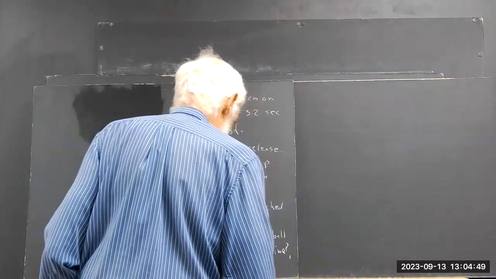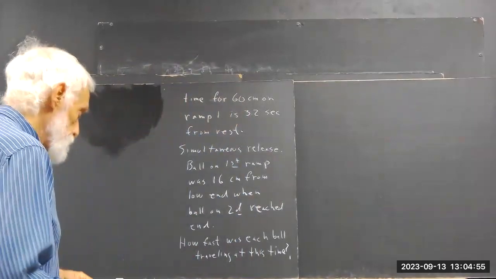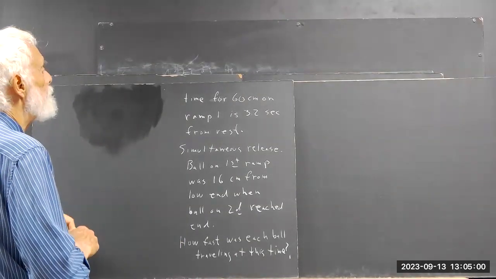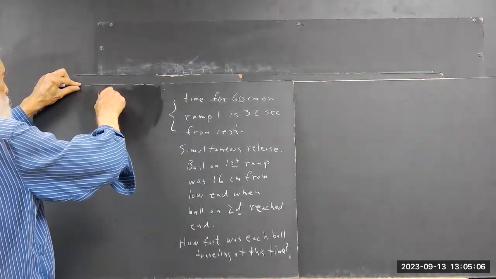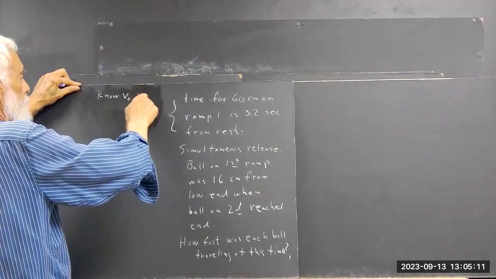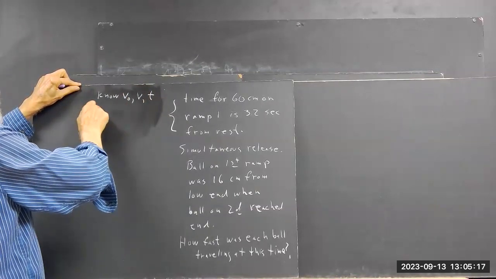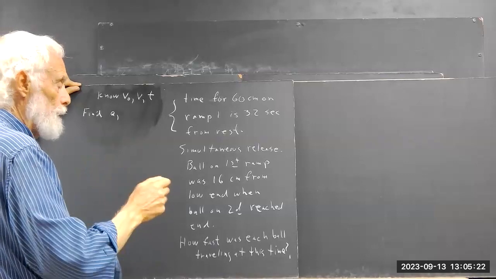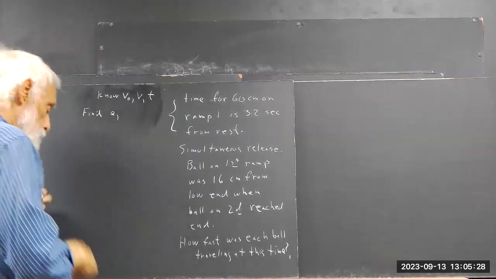So, don't have any white chalk. Okay, I'll use it. There's white chalk. Okay, that's fine. So for this motion, find the acceleration. Okay, actually, we don't know V naught. No V naught.